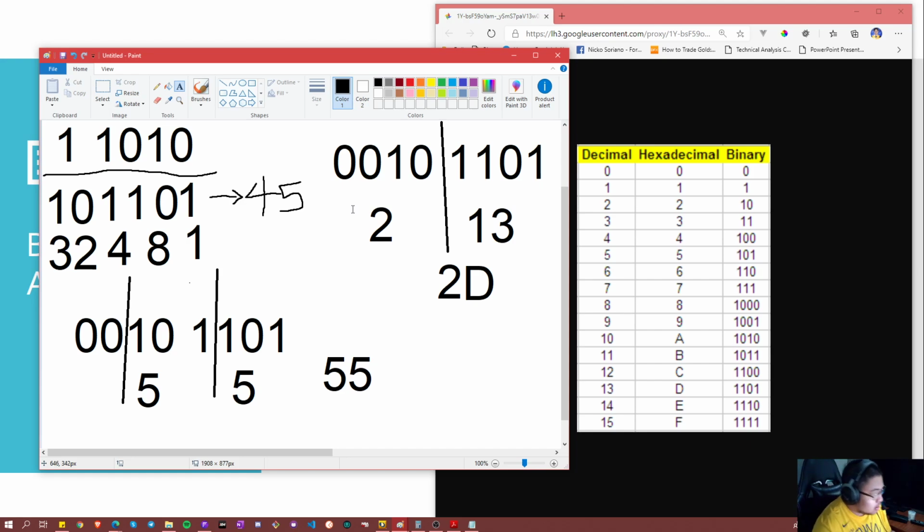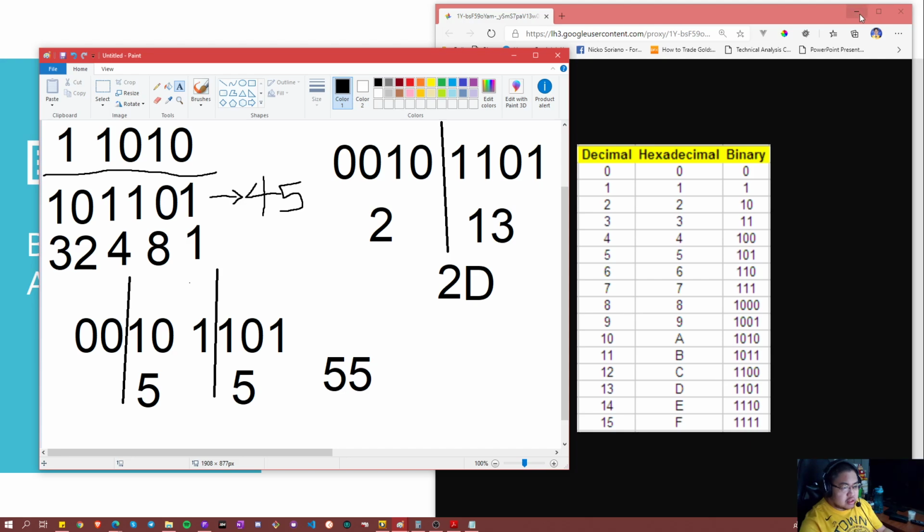Now going back. Anyway, what if you want to convert from octal to hexadecimal? The easiest way is, for example, we have 55 as octal, you convert it to binary first. And then after converting it to binary, you use this easy method. Same goes for hexadecimal. You convert it first to binary, then use our method. That's how you can convert them easily all in all.